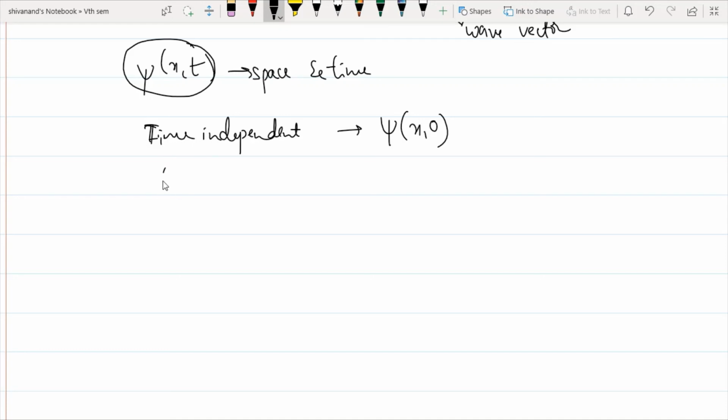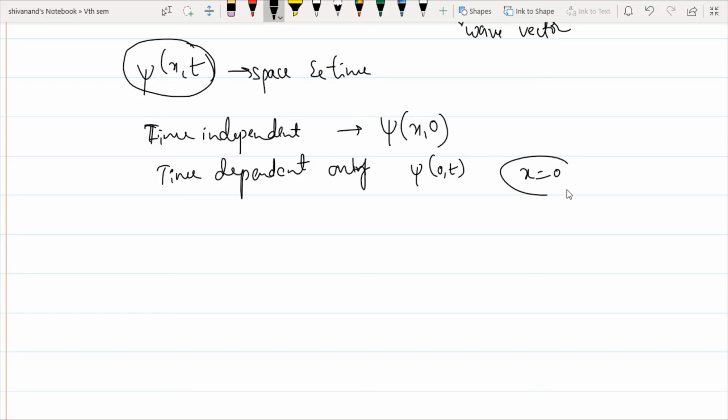This is time independent. If it is time dependent only, then we write that one as psi of 0 comma t, where it is at x is equal to 0. If it is dependent on both, we write that one as psi of x comma t, right?